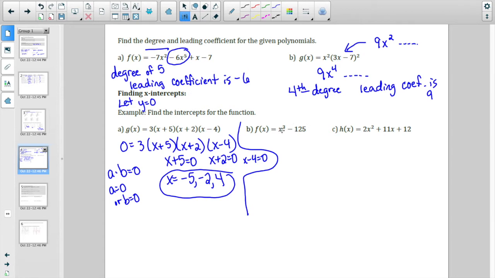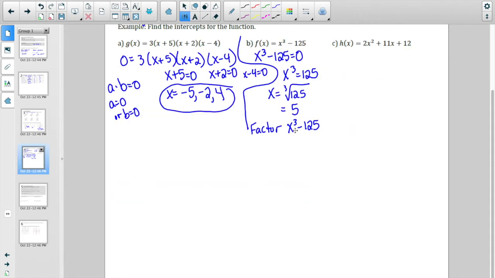All right, now you've got to be careful on this next one. If you're just finding the intercepts, you could do x cubed minus 125 equals 0, x cubed equals 125, and if you cube root this, you get 5. However, if you factor x cubed minus 125, if you got out your factoring flowchart, this is the difference of two cubes. When you have a cubed minus b cubed, it's a minus b times a squared plus ab plus b squared. That's the formula for the difference of two cubes.